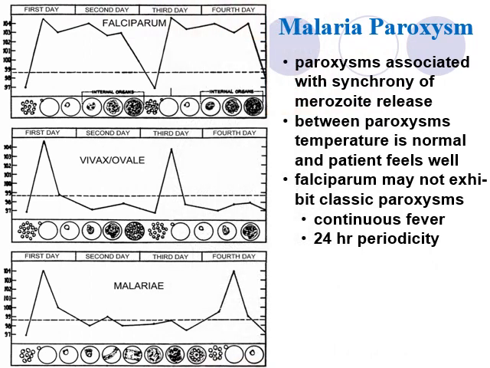Malaria paroxysm is associated with synchrony of merozoite release; it coincides with the release of merozoites from infected RBCs. Between paroxysms, temperature is normal and the patient feels well. Falciparum may not exhibit classical paroxysm because it is a severe disease, with continuous fever, 24 hours periodicity. This concerns Plasmodium falciparum malaria.